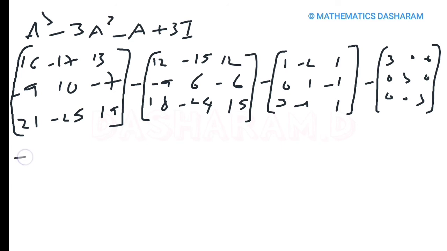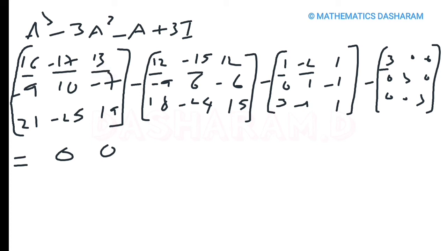Now let's find out our required answer: A cube minus 3A square minus A plus 3I. So here 16 minus 12 is 4, 4 minus 1 is 3, 3 minus 3 is 0. Minus 17 minus 15 is minus 32, so sorry, plus 2, so minus 2, and here minus of minus 2 plus 2, so minus 2 plus 2 is 0, 0 minus 0 is 0.